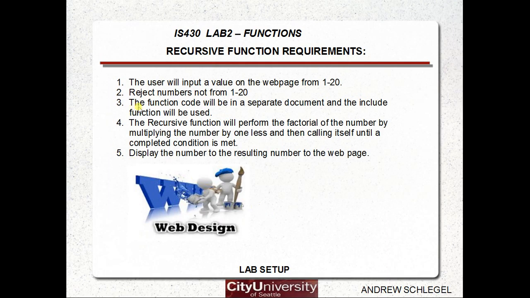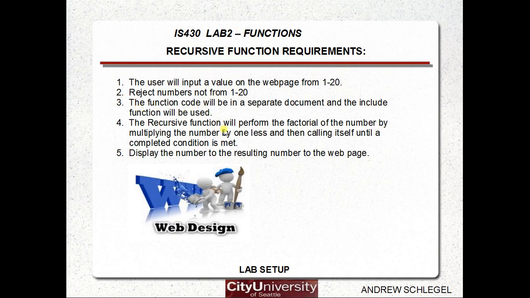Okay, so this gives you all the steps right here that we just discussed. Input a number from 1 to 20. Reject numbers that are not 1 to 20. This function code, I want you to have it on a separate document. Okay, so this recursive function will be in a separate .py document, and you'll use include to call it. Okay, just like he did in the video. If you watch the video, that shouldn't be a problem at all. Just use include to call the function.